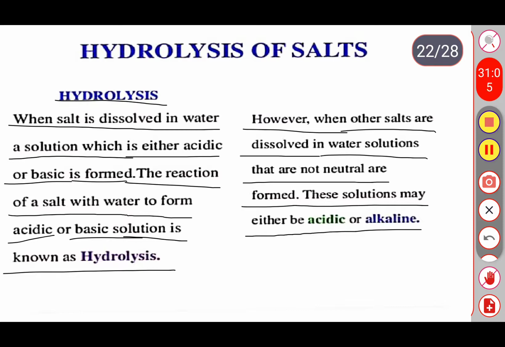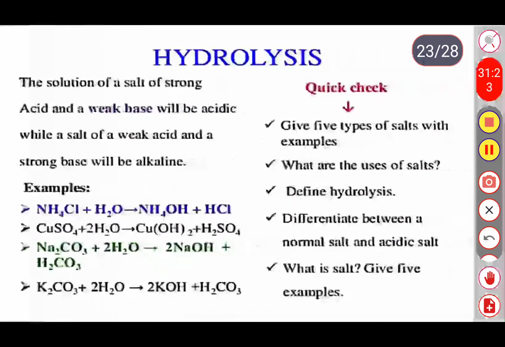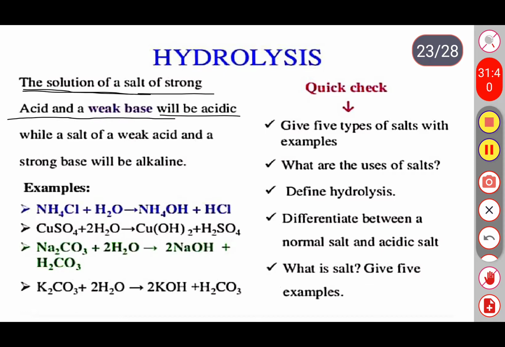Whenever we dissolve salts, it will obviously form one type of solution, whether acidic or basic. If it forms any type of solution, that is what we consider as hydrolysis. See here, some more information is given about hydrolysis. The solution of a salt of a strong acid and a weak base will be acidic, while a salt of a weak acid and a strong base will be alkaline.